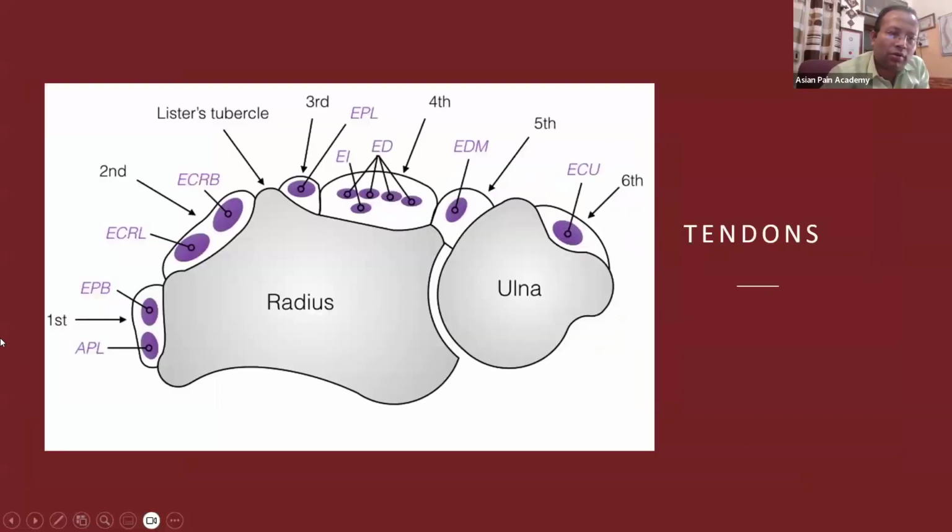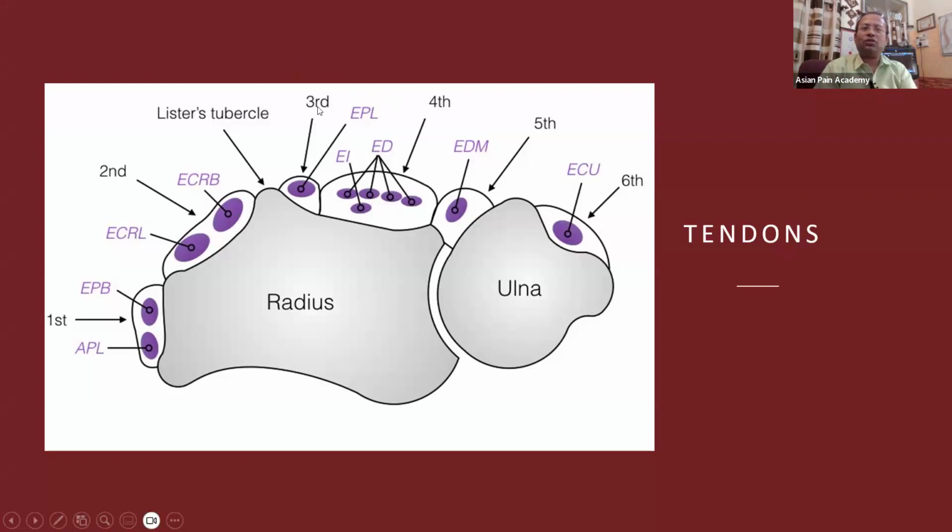So already, as I told you, this is a cross-sectional view only. This is the radial side, scaphoid side, and this is the ulnar side. So from above, this is the extensor surface, the dorsal surface of the wrist. You try to imagine in your own hand that APL, EPB start from the forearm and form compartment number 1. But ECRL, ECRB start above the elbow and form compartment number 2. And then comes compartment number 3, which is EPL.